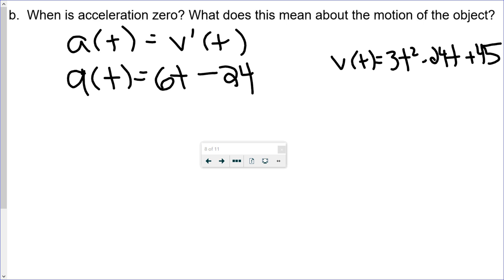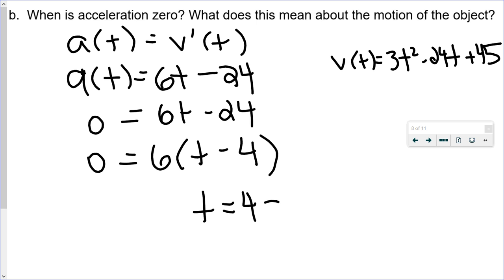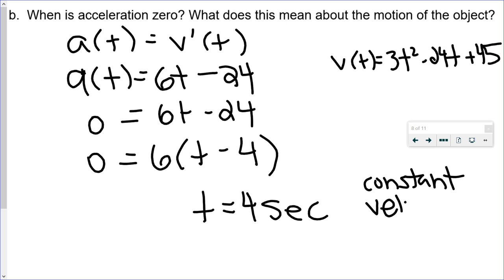Now I want to know when acceleration is 0, so I'll set this whole thing equal to 0. So 6t minus 24. Okay, and then let's factor. So 6 times (t minus 4). So setting this equal to 0, I see that t equals 4. So at 4 seconds, my acceleration is equal to 0, which just means that I have a constant velocity. Means I'm neither increasing or decreasing. So kind of think of it like cruise control.